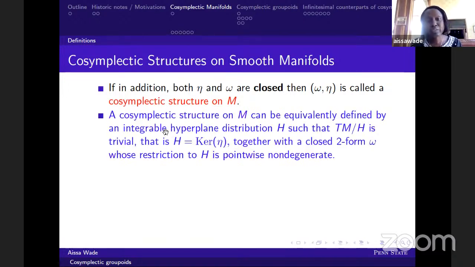Now, another way to define these cosymplectic structures is to look at the hyperplane distribution H, which is given by the kernel of eta. Okay, so this hyperplane distribution would be integrable because eta is closed. And here we want this two-form to be pointwise non-degenerate on H. So this is another way to look at it.